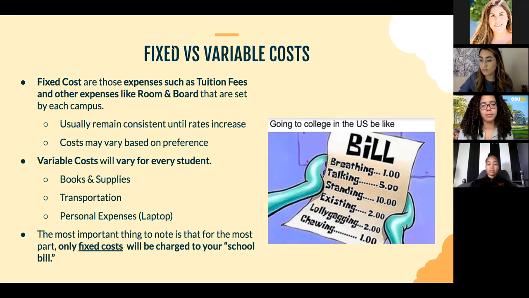However, the most important thing to note is that for the most part, the fixed costs, like I said, will be charged to the student's bill, and those are the ones that are the same. So you'll probably see the same amount on your student bill every single year. Those will be on your account, and then they will be deducted from your financial aid offer. So you'll see it on your bill, then you'll see your financial aid, and they'll subtract it from that. If you do have any extra money, you can receive that money.